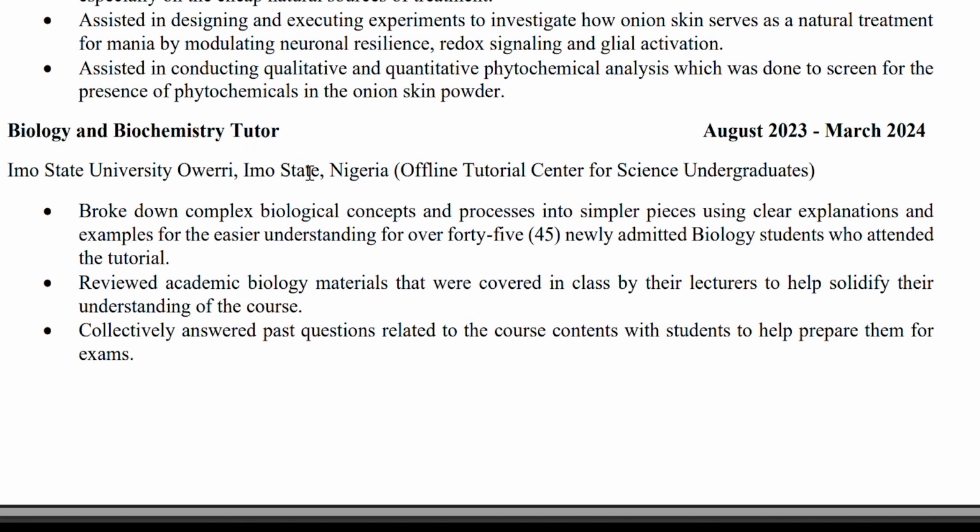I also had one or two ways of teaching students. Are we together? In biochemistry and biology, to be precise. So I added biology and biochemistry tutoring at Imo State University Owerri offline tutorial center for science undergraduates. I started from August 2023 to March 2024. This was the official date, actually. I've been teaching before then.